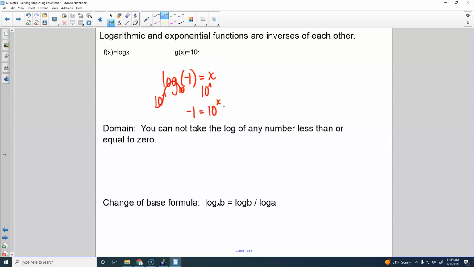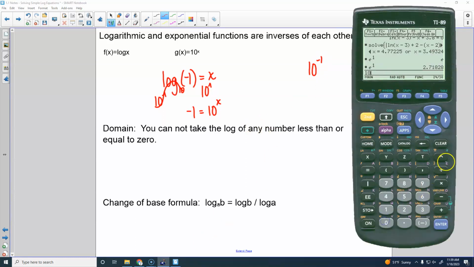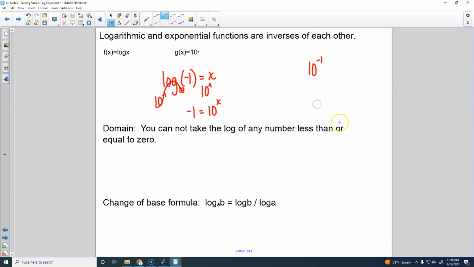Can we raise 10 to any power that will give us a negative number? You can't. What's going to happen if I do 10 to the -1? Does anybody remember what to do with negative exponents? If I type 10 to the -1 into my calculator, I get 0.1. So it's not negative. It doesn't give me a negative number.